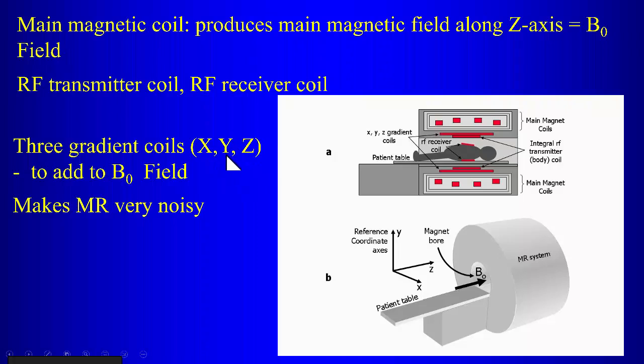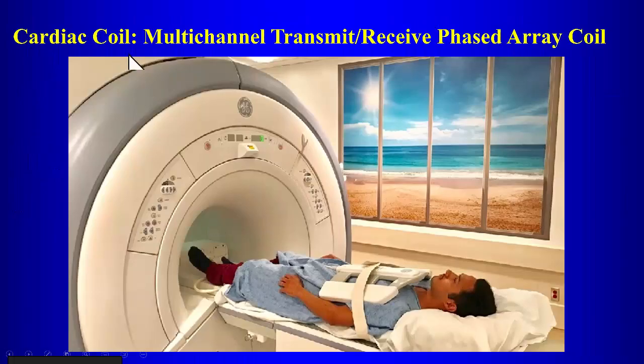Okay, so we're going to add a little bit or take away a little bit to the main magnetic field in three directions, in the X, Y, and Z direction, with these gradient coils, and that's what's going to allow us to spatially encode the signal to get three-dimensional information from the signal itself. Okay? The cardiac coil, the fancy term for this, is a multi-channel transmit receiver phased array coil. That's what it looks like with the patient.